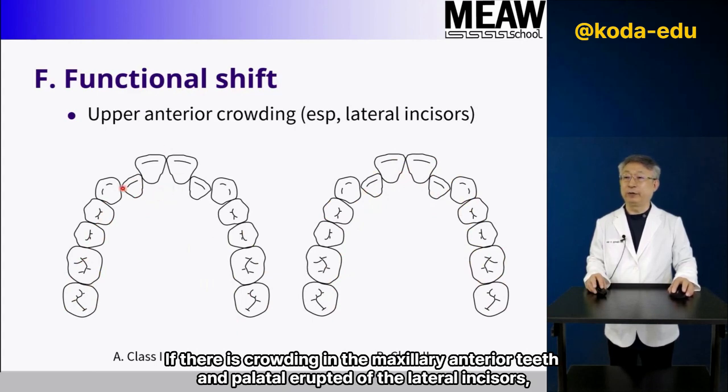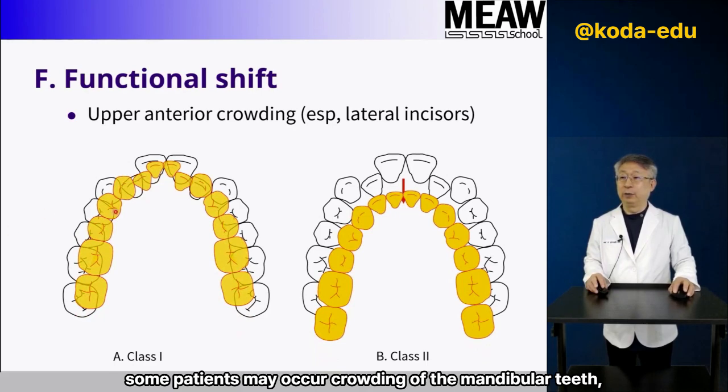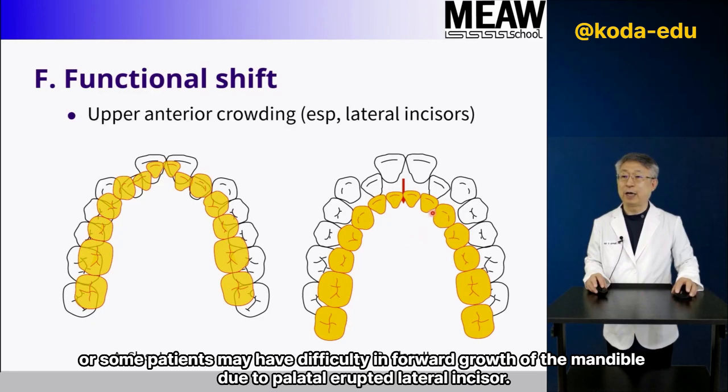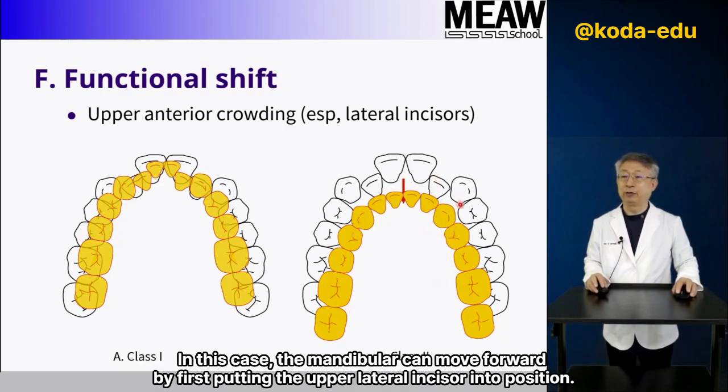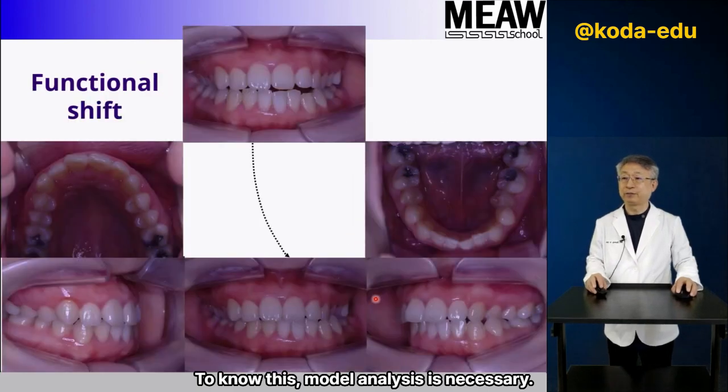If there is crowding in the maxillary anterior teeth and palatally erupted lateral incisors, some patients may have crowding of the mandibular teeth. Or some patients may have difficulty in forward growth of the mandible due to a palatally erupted lateral incisor. In this case, the mandible can move forward by first putting the upper lateral incisor into position. To know this, model analysis is necessary.